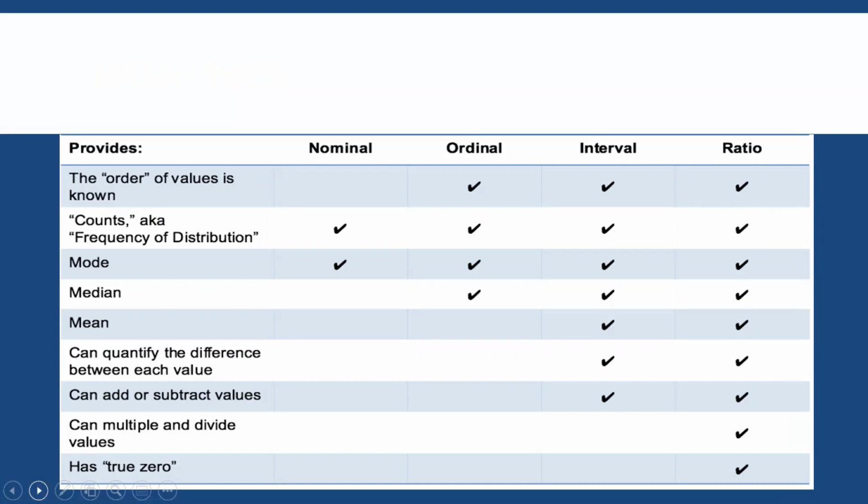Median, we could use the median for ordinal, interval, and ratio. Mode could be used for all four categories. Counts or frequency distribution could be used for all of them. The order of values is known for ordinal, interval, ratio. The nominal, as we mentioned earlier, there is no order for these values.